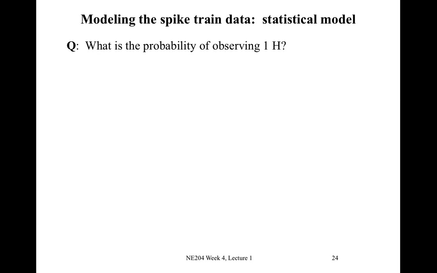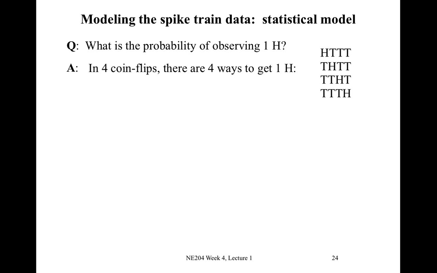So let's consider now a second example. We're going to ask a slightly different question. What is the probability of observing one H, or one spike? Now remember, we saw that in 4 coin flips, there are 4 possible ways to observe H once. And we listed all of these scenarios on one of the previous slides.